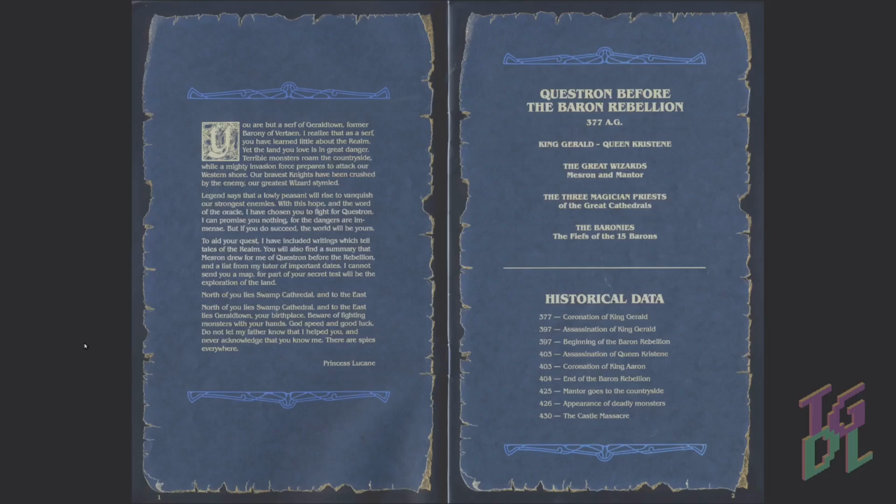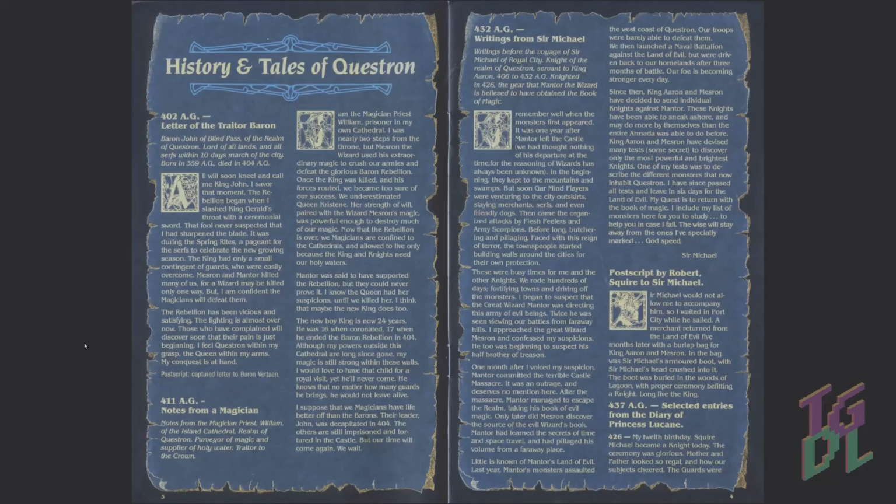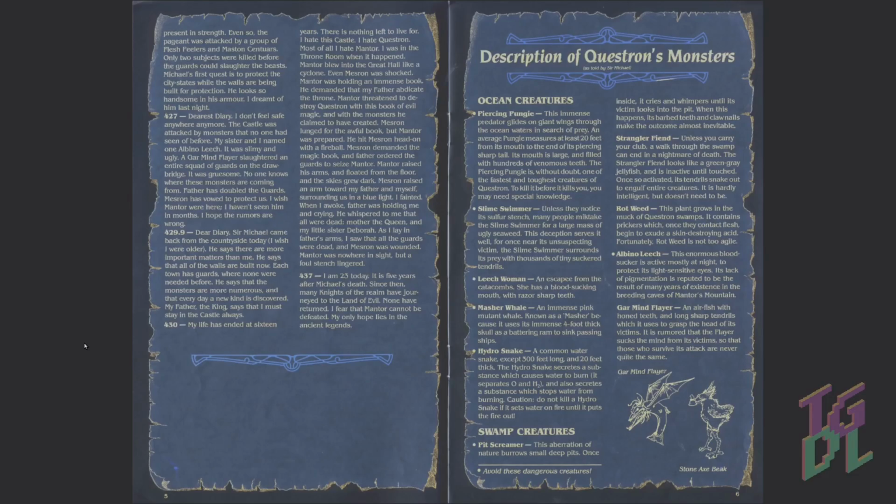Princess Lucane. So, Questron before the Baron Rebellion, 377 AG, King Gerald, Queen Christine, great wizards Mesron and Mantor, the three magician priests of the great cathedrals, the baronies, the fiefs of the 15 barons, historical data. And then, of course, it gives history of the world if you want to read it. Now, you can download this PDF from Archive, of course. I owned the game originally when I was a kid, obviously.